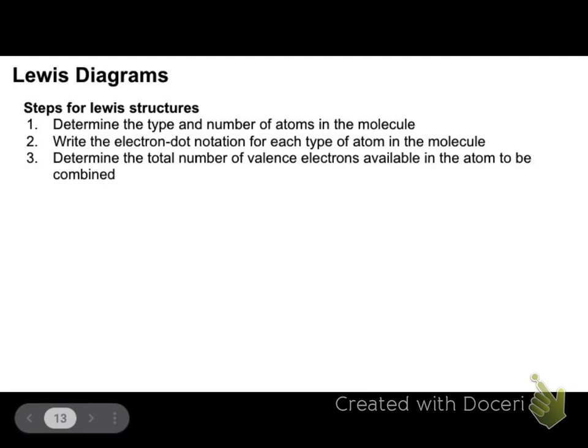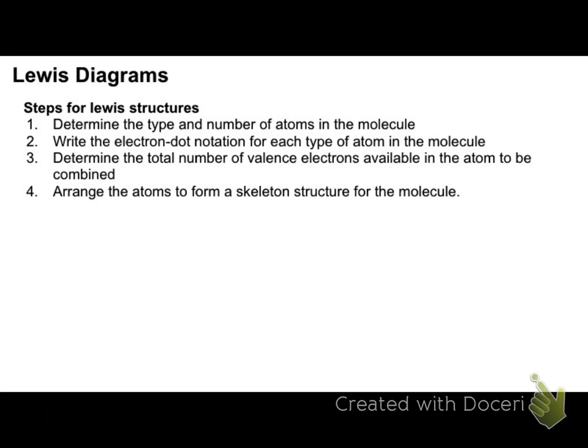Then determine the total number of valence electrons available in the atoms to be combined. So you're going to total it up. If you have 3 carbons, each carbon has 4 valence electrons. So that's 12. Then you have an oxygen. Oxygen has 6 valence electrons. Okay, so now we're up to 18, sorry. And then if you have 2 hydrogens, then they each have 1. So now you're up to 20. Okay, 20 valence electrons. Then you're going to arrange the atoms to form a skeleton structure.